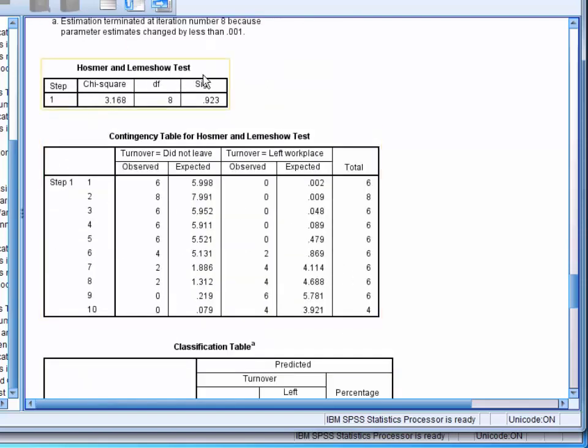Next, we have the Hosmer and Lemeshow test. This assesses whether our model is significantly different from a good fitting model. As the test is non-significant, our model would seem to fit the data well.